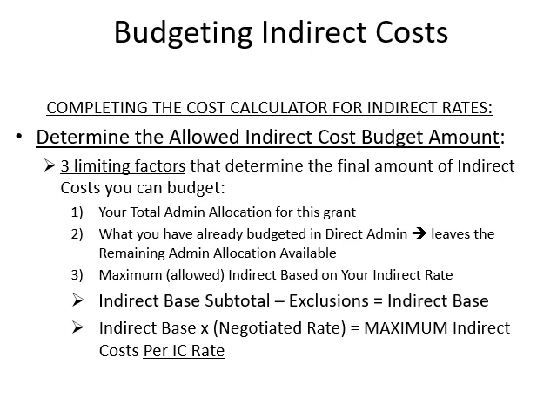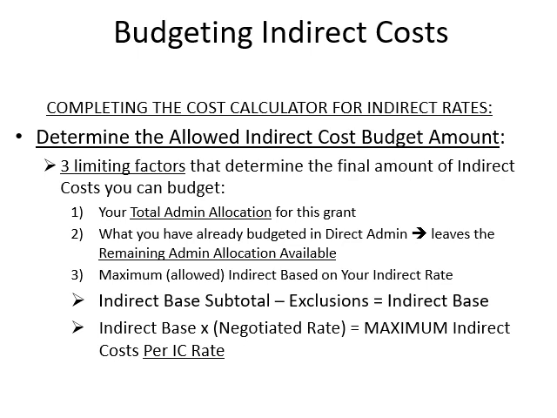So now you need to determine the allowed indirect cost budget amount. So there are 3 limiting factors in this case that determine the final amount of indirect costs. So there is your total admin allocation for the grant. Again, indirect is included in that, so that could be a limiting factor. Another item is what you have already budgeted in direct admin, so that leaves the remaining admin allocation available for indirect. So the maximum allowed indirect based on your indirect rate. Obviously that is going to be a limiting factor as well.